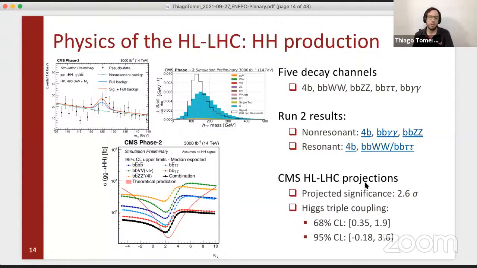So with the High Luminosity, let's say we project this significance of 2.6 sigma. So we'll be on the edge of evidence of this process. And by measuring this, we can go back and see the triple coupling of the Higgs, and we'll be able to measure it with some reasonable uncertainty here, 68% in this interval here. So the High Luminosity LHC will be writing one of the most extensive chapters in the Higgs boson and in general the standard model physics.